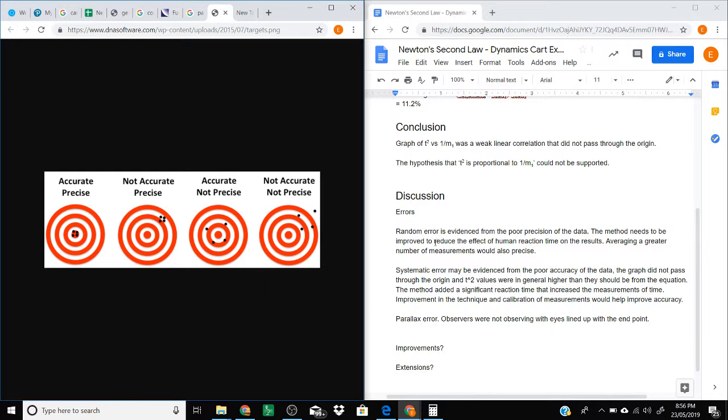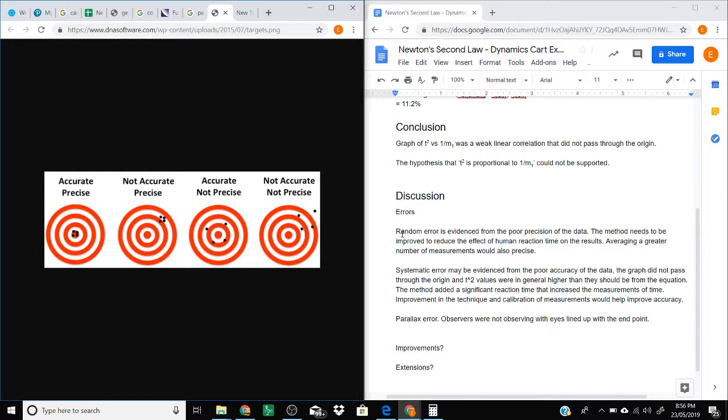But in the technique I observed, someone was calling up to the person with the stopwatch, telling them to start and stop. The human reaction time of that is what's going to affect the random error. So try clicking a stopwatch and try to see what your reaction time is.